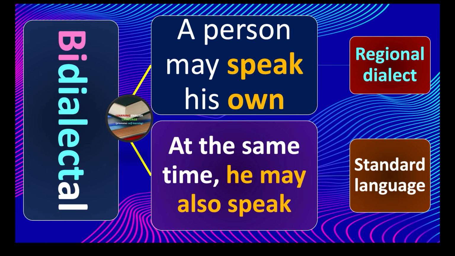Suppose a person who speaks the Arabic language belongs to the countryside, so he has a different dialect. When he moves to the big cities like Dubai, Tripoli and Riyadh, and talks to the educated class of people, he is most likely to use the standard form of Arabic. So in that way, a person may speak his own regional dialect as well as a standard language. In this way, we can say a person who is bidialectical can speak two different dialects.